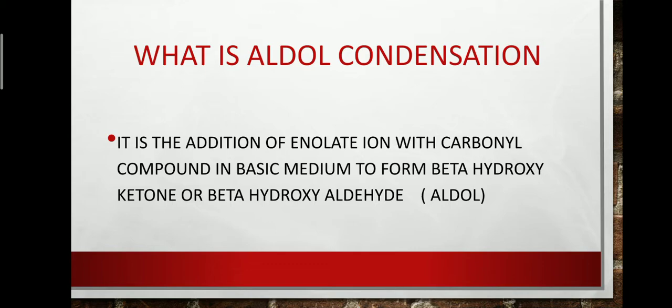If we take two different carbonyl compounds, we'll call that a cross aldol condensation. If two carbonyl compounds are the same, then it is a simple aldol condensation. For example, if you are taking acetaldehyde, so both the acetaldehyde molecules are reacting and forming an aldol, then that is a simple aldol condensation. If you are taking acetone and acetaldehyde and the reaction proceeds, then that reaction will be called a crossed aldol condensation.